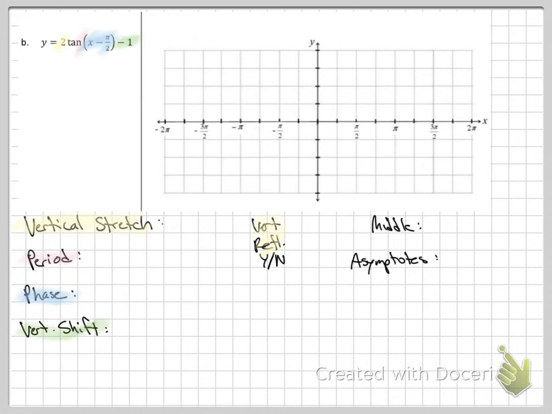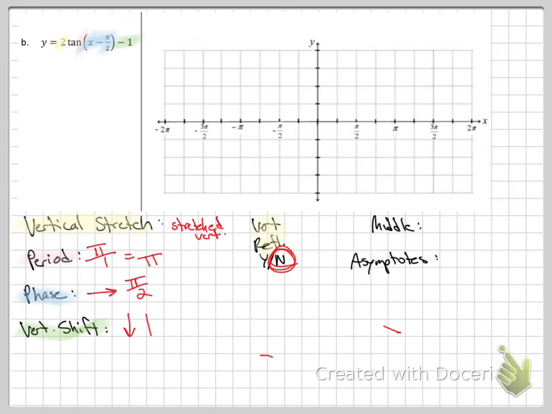Okay, so the vertical stretch, because it's a 2, it is stretched vertically. If it was a 1/2, I would say compressed vertically. It's positive, so there is no vertical reflection this time. The period is pi divided by b, which is an imaginary 1, so the period is pi. Phase, it says minus pi over 2, so that's actually going to move it right pi over 2. Vertical shift is down 1.